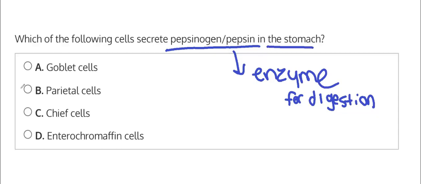Now that we understand what pepsin or pepsinogen is, and we know that it's involved in the stomach, we can use that to help us answer which of these cells produces or secretes it into the stomach for digestion. So let's take a look at all the choices and see if there's any that we can eliminate.